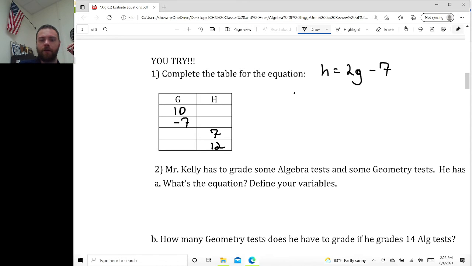Okay, so assuming you've had a go at it, I'm just going to go ahead and plug these in. So I've got 2 values of G here. So I want to kind of split this up. So the first thing I'm going to plug in for G is 10. So I've got H equals 2 times 10 minus 7. So that's going to be 20 minus 7, which is 13.